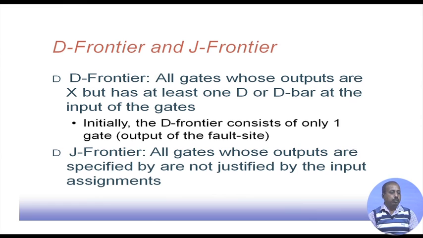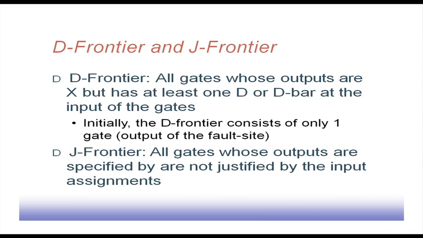So, these are the two terms that we need to define, D frontier and J frontier. In D frontier, all gates whose outputs are X but have at least one D or D bar at the input of the gates. So, that is called a D frontier. Initially D frontier consists of only one gate, the output of the faulty site, but at any point of time D frontier will have all those gates whose outputs are X but at least one D or D bar input is present. So, that is as if D is going to advance through that point. That is why it is called a D frontier.